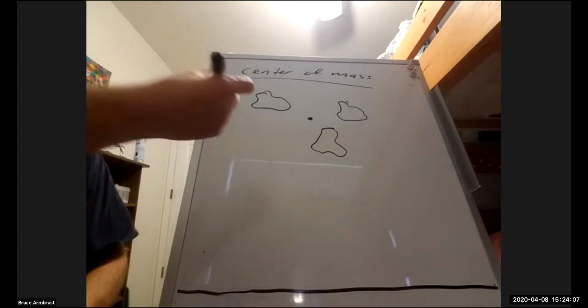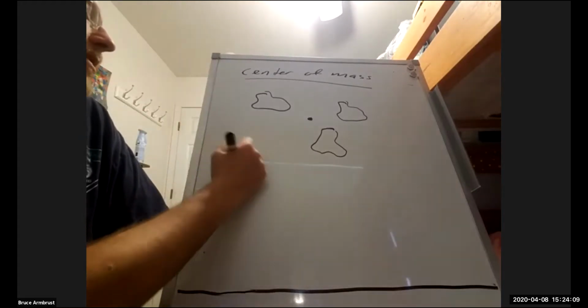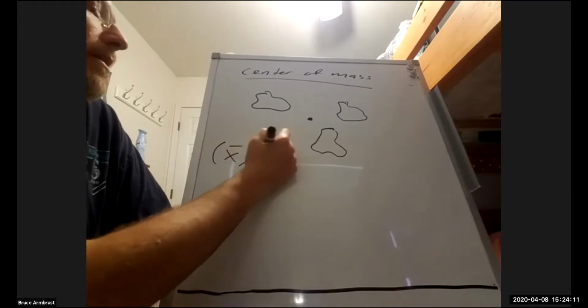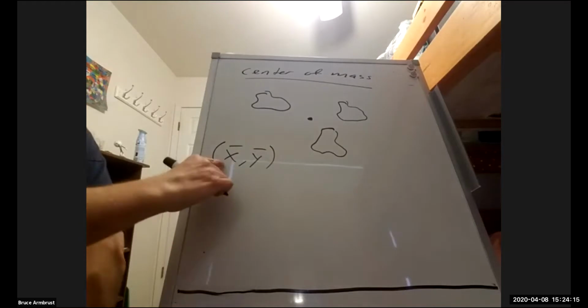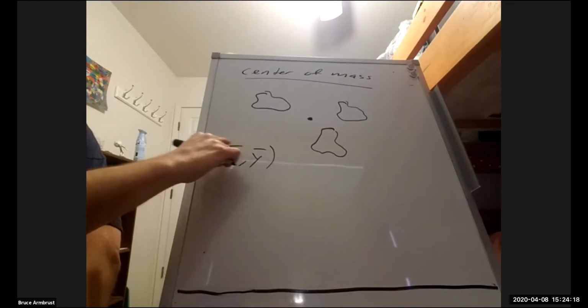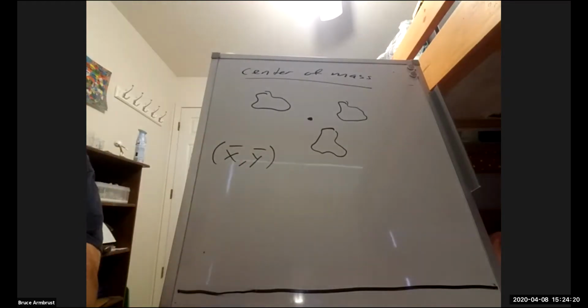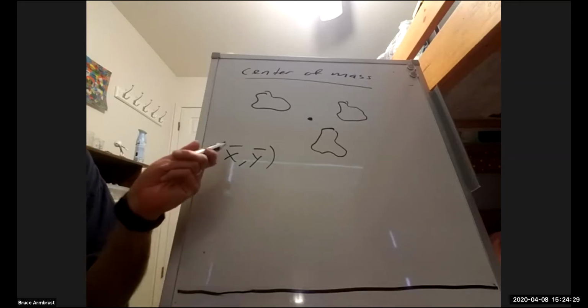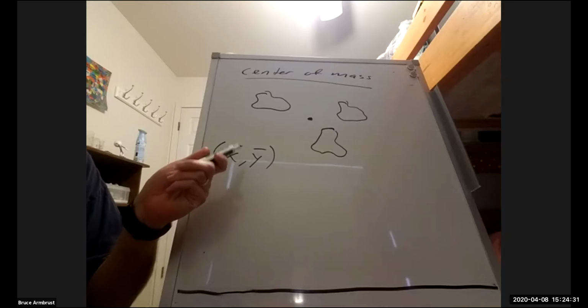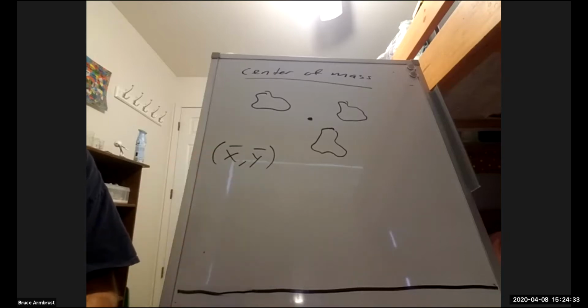So the center of mass, we're going to use X bar and Y bar as our way of denoting that this is the center of mass. So that little bar on top, and I will call it X bar and Y bar, that's our center of mass. If you've taken statistics, you may remember that this is like mean or average. It's the same kind of idea. This is the average X position.